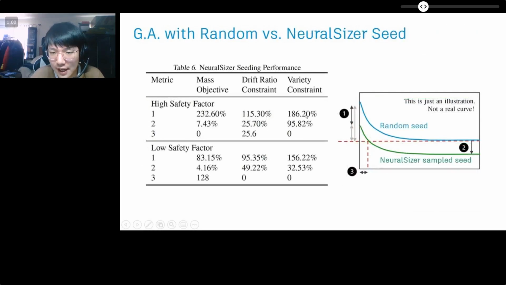Next, let's take a look at the quantitative performance of the NeuroSizer. So metrics 1 and 2 show the percentage of improvement. So these two results show that using the NeuroSizer seed shows improvement not only in the beginning of the optimization, but also at the end of the optimization. Metric 3 is the number of iterations needed for the neural seed results to defeat the random seed optimized result after 1,000 iterations. So the maximum iteration is 128. So compared to 1,000 iterations in total, NeuroSizer seeding provides an 8 times speedup.